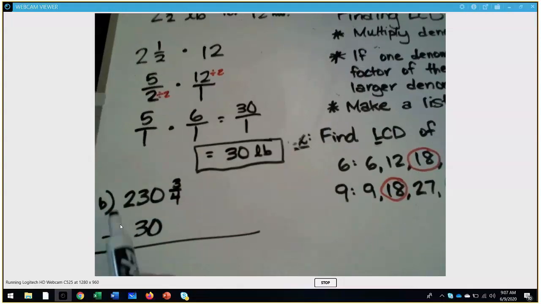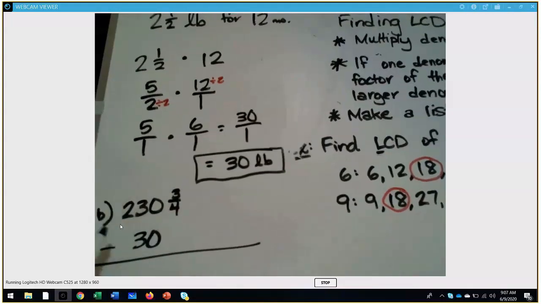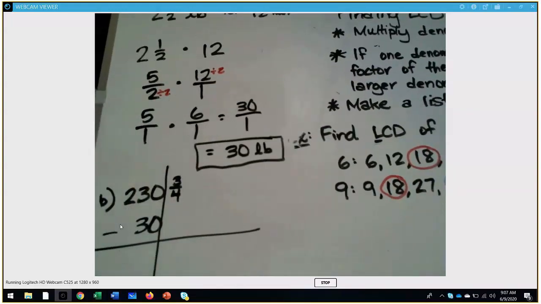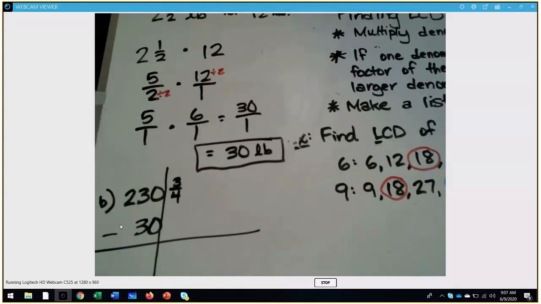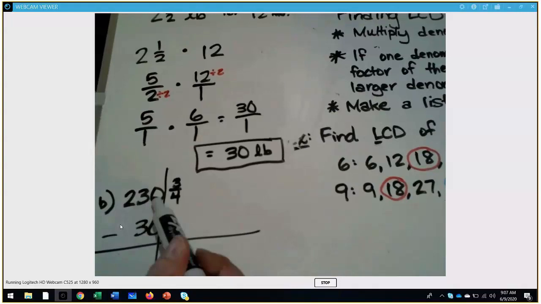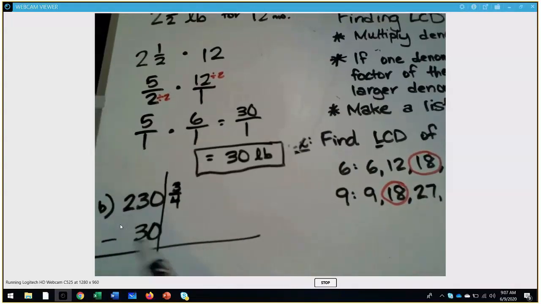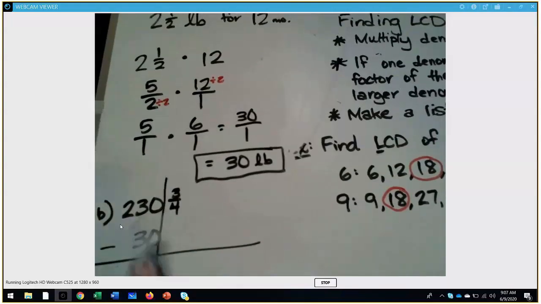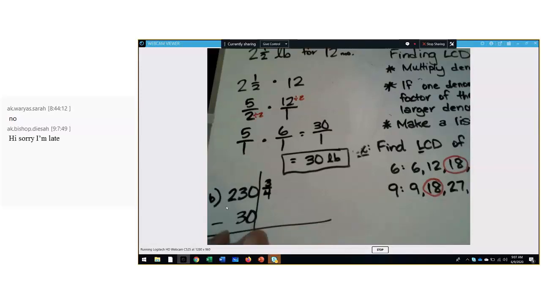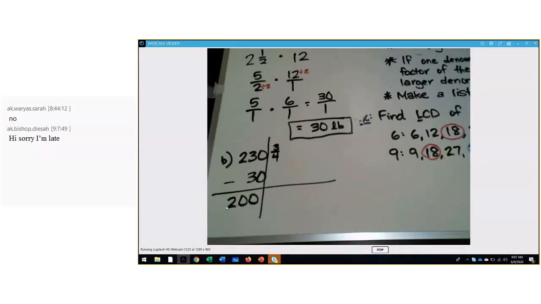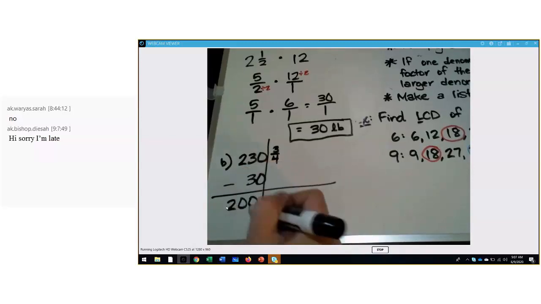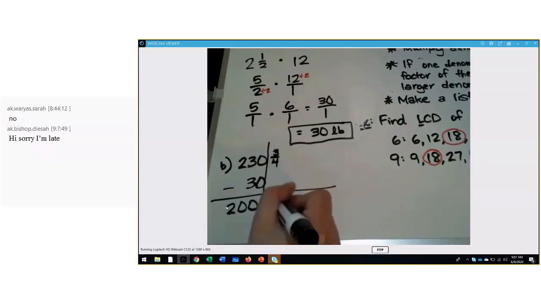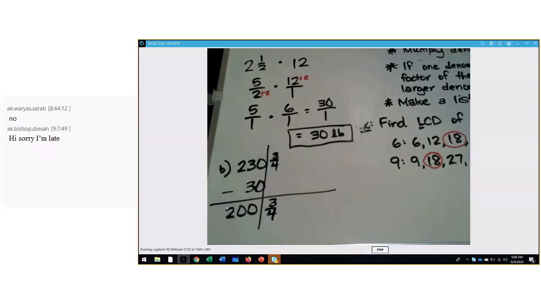Now here's the thing with this one. This is not going to work every time, but I want to point out to you guys what I see to save you some work in the future if you're able to see it as well. When we have a whole number here that we're subtracting, and we don't have to borrow, you don't even have to deal with your fraction. 230 minus 30 is just 200. So we can just subtract the whole number part and bring the fraction down. That would not work if we had to borrow. But since we don't have to, we don't have to worry about it.